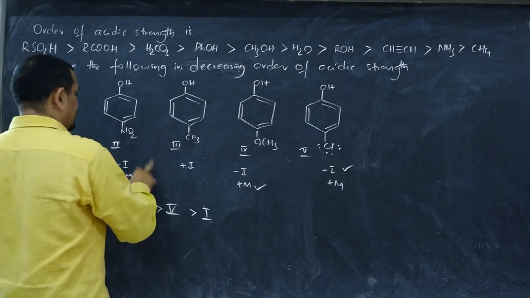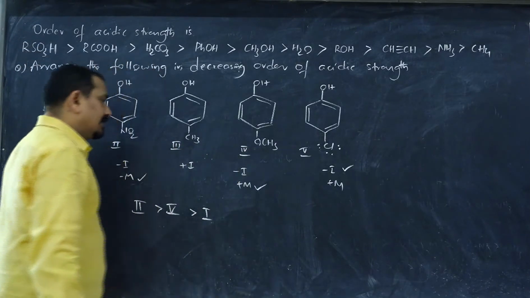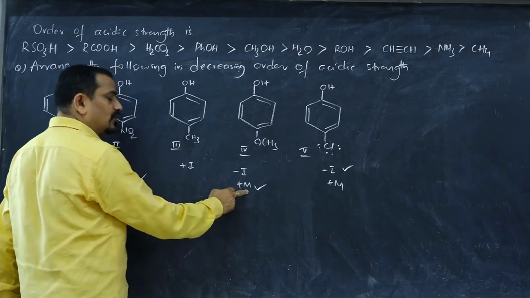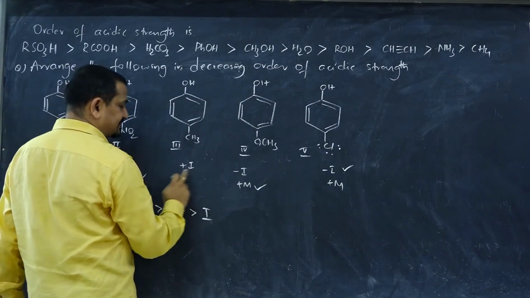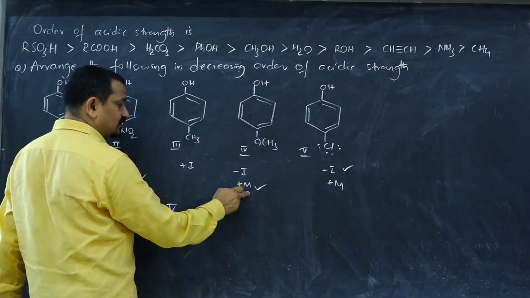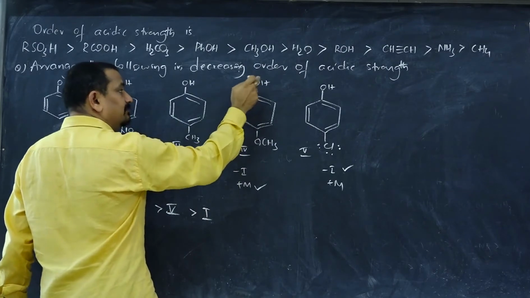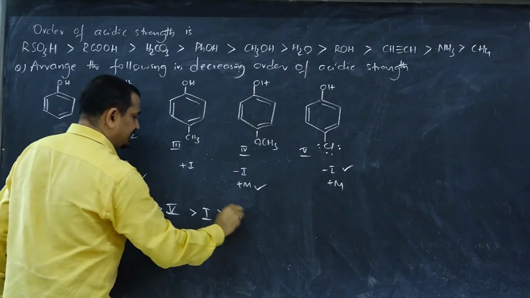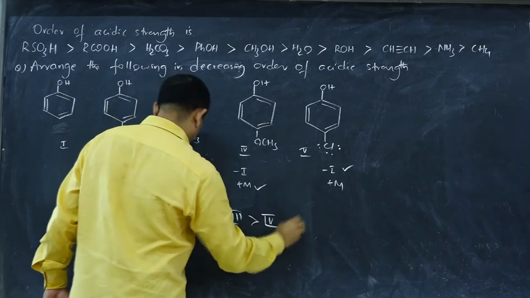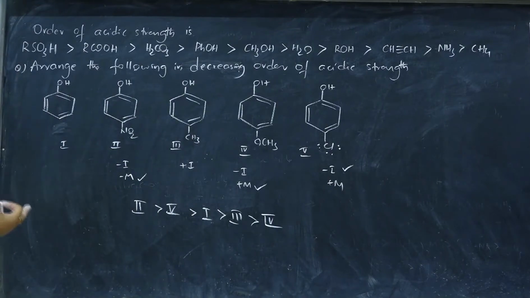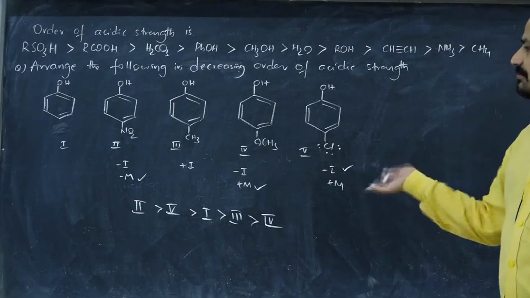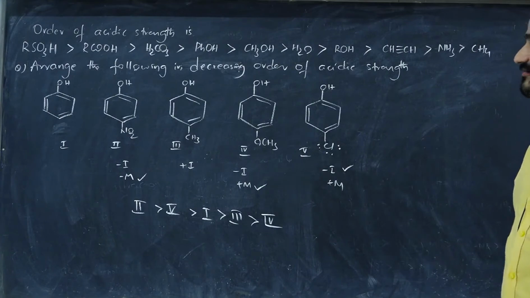Now, among 3 and 4, which is less destabilizing? Here the mesomeric effect operates more than the inductive. So among plus I and plus M effects, this one is more operating, so this is more destabilizing. More destabilizing means this is the least acidic among these two. So 3 is more acidic than 4. So the order is 2, 5, 1, 3, greater than 4. This is how one can answer about the sequence of acidic strength of phenols.